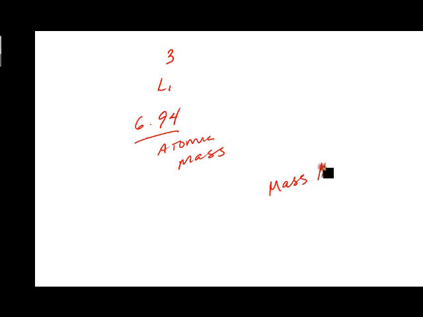If we consider some other elements, like lithium, lithium's atomic mass is 6.94. If we want to calculate the mass number here, we take 6.94 and round it to the nearest whole number. So we take 6, look to the right, the 9 tells us to round up, so the mass number of lithium is 7.